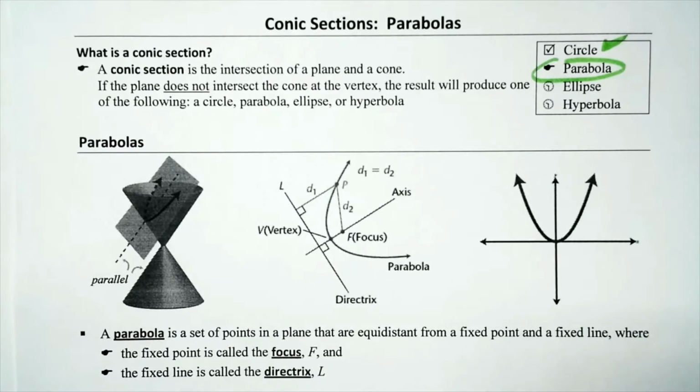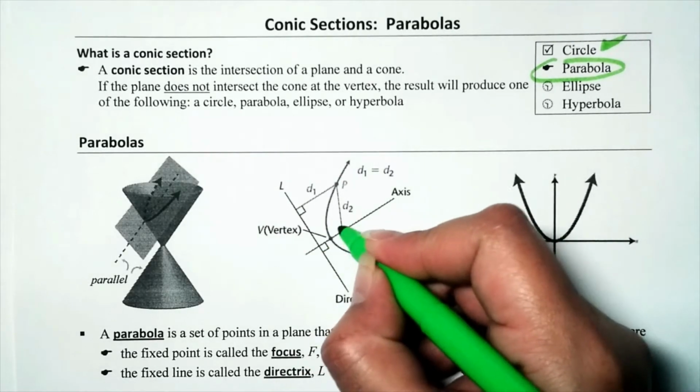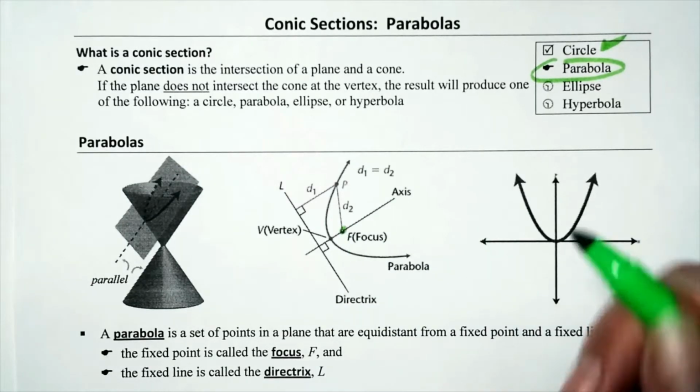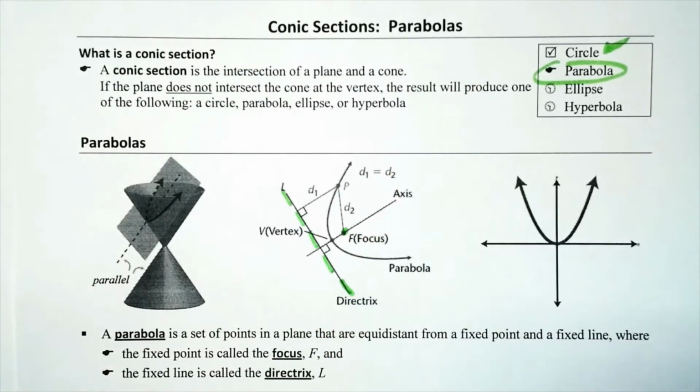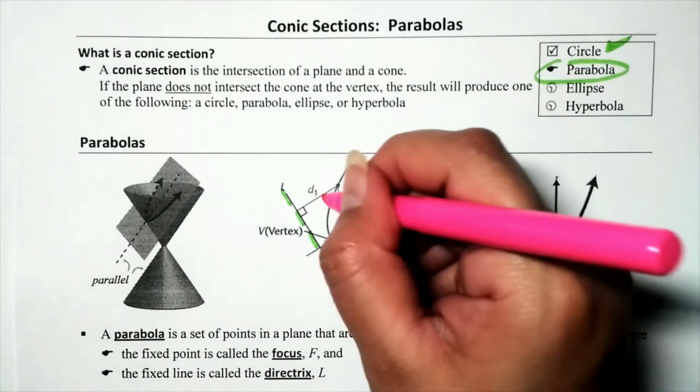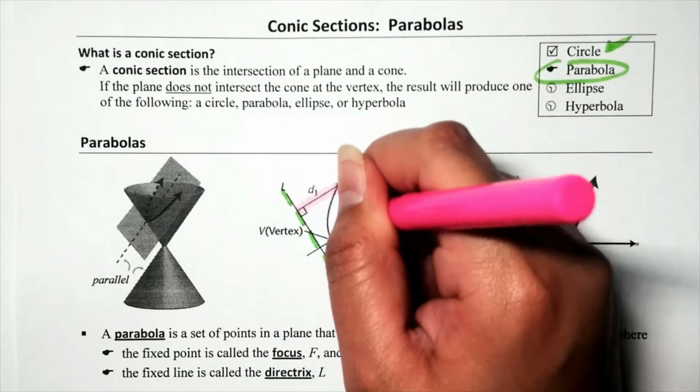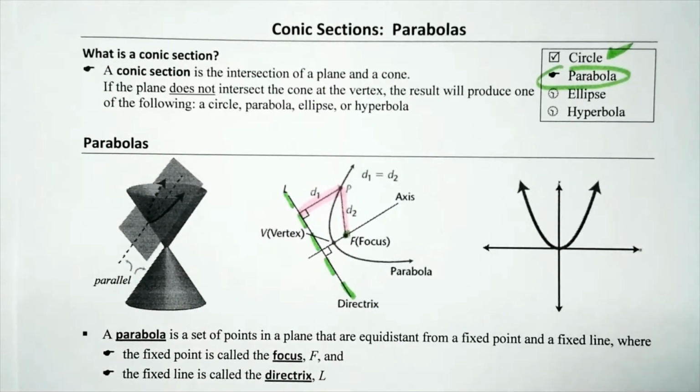What is a parabola? A parabola, straight definition, is a set of points in the plane that are equidistant from a fixed point and a fixed line. That fixed point is the focus. The fixed line, I'm going to make it dashed, is called the directrix. So we want to graph all the points that are the same distance from that fixed point, the focus, and the line. This is distance 1 and distance 2. Those distances should be the same.